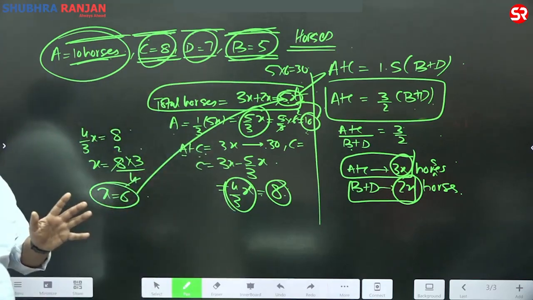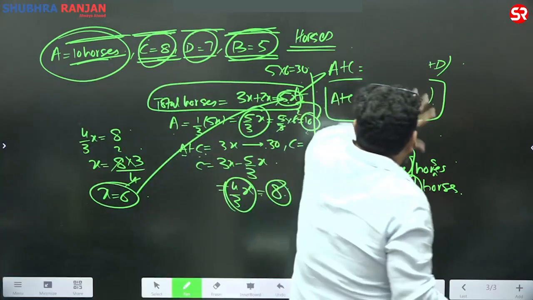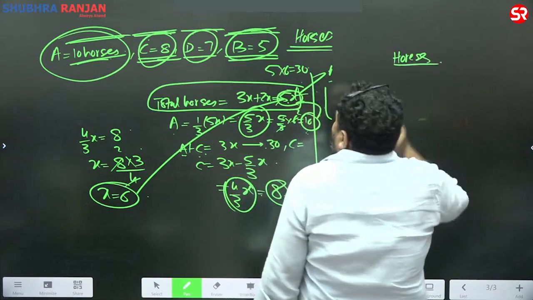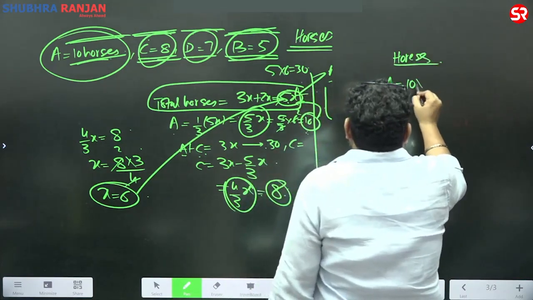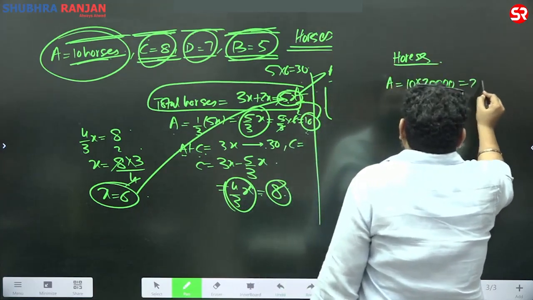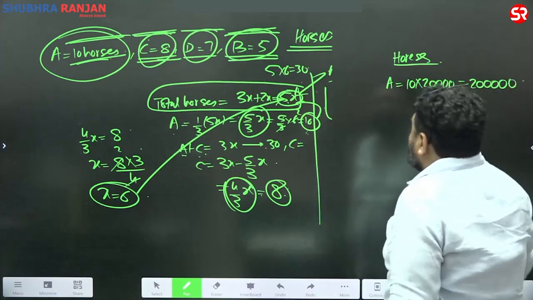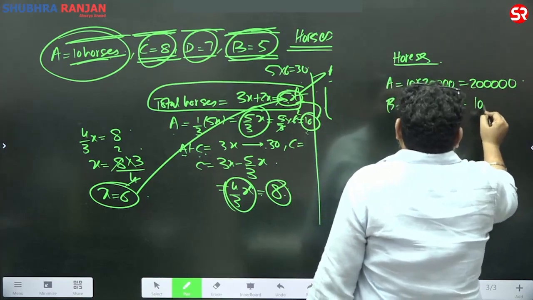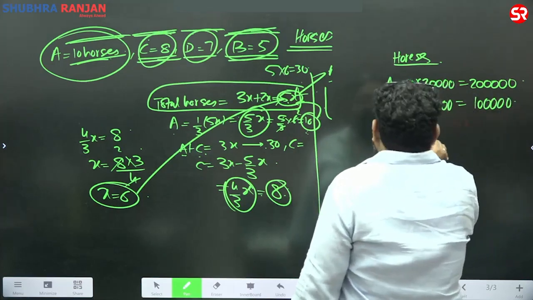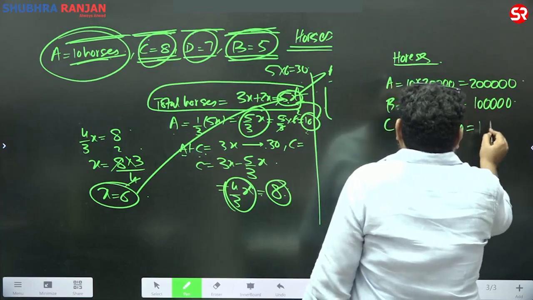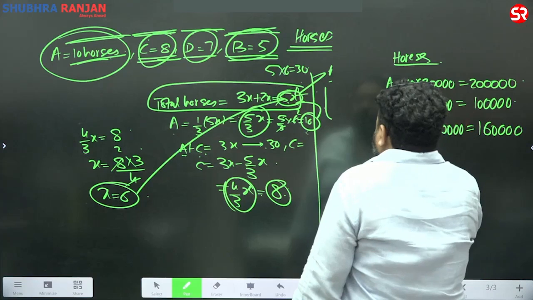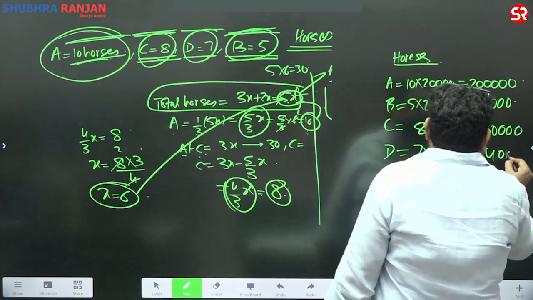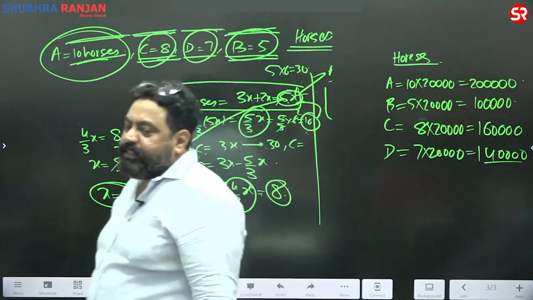इज इट ओके, राइट, देन लेट्स मेक अ प्राइस ऑफ हॉर्सेस. हॉर्सेस का प्राइस A के पास क्या हो जाएगा 10 into 20,000 रुपीज, 2 लाख रुपीज, और B के पास 5 into 20,000 which is 1 lakh. C के पास 8 into 20,000, 1,60,000, and D के पास 7 into 20,000, 1,40,000. हॉर्सेस का पैसा.